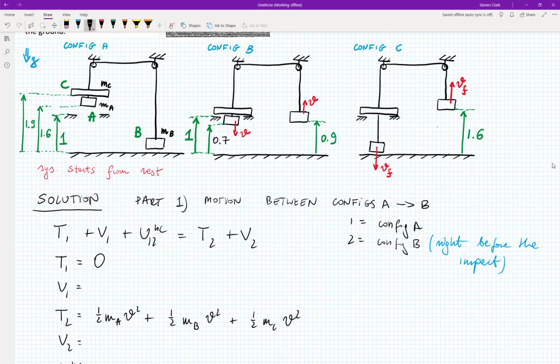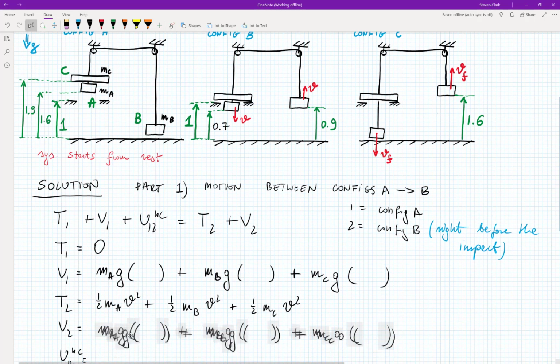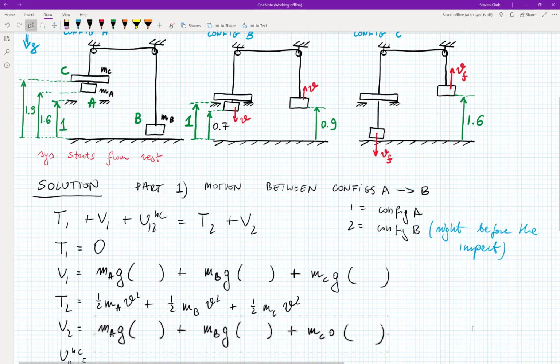How about potential energies? V1 and V2. Question to you, do we have any springs in the system? There are no springs. So the only contributor to our potential energy will be gravity. So I just have to write here MA g times elevation plus MB g times some elevation plus MC g times some elevation. If you would like to join the discussion, you can tell me what these elevations are. But I will also just copy this expression and paste it here for configuration B, because the story here will be exactly the same.